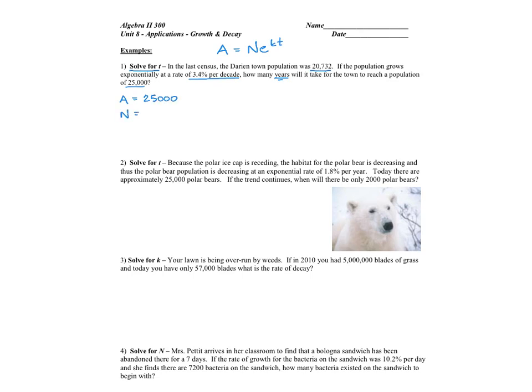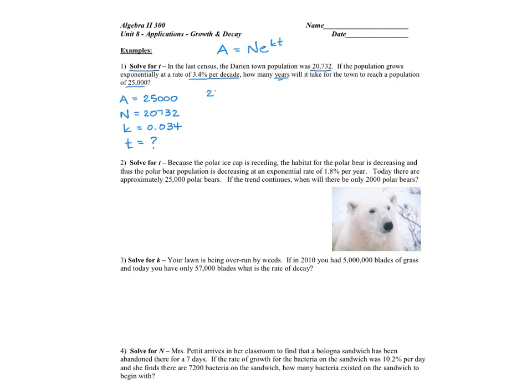N is what I start with, so the population I started with was 20,732. K, remember, has to be input as a decimal, so 3.4% is going to be 0.034. And t, the time, is what we're looking for.